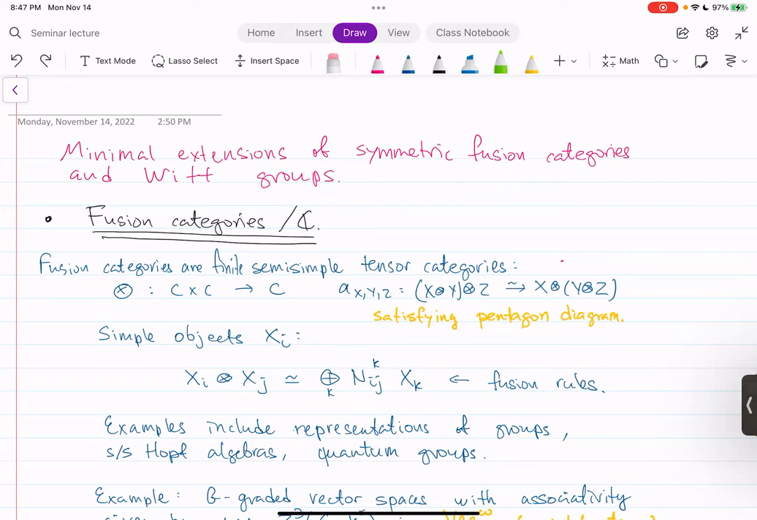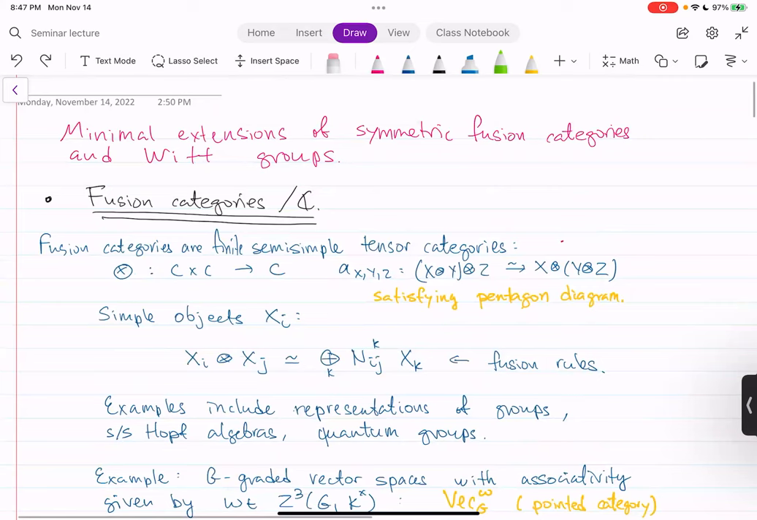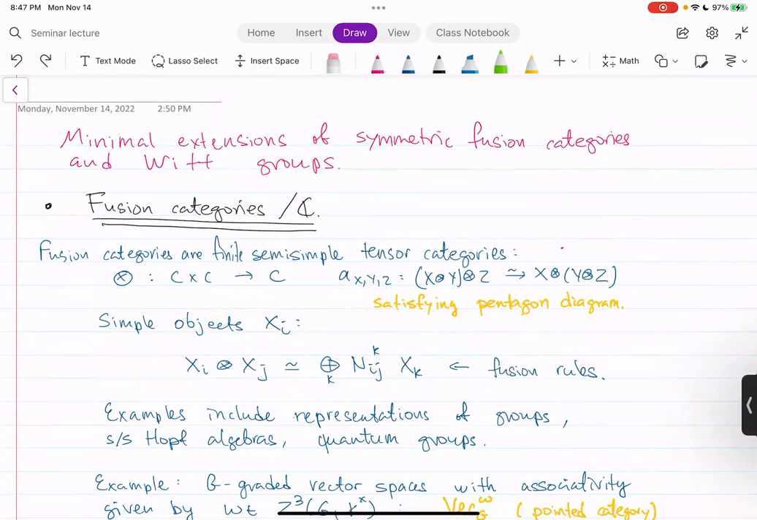I will start by introducing some basic notions to make sure everybody is on the same page. So we'll work today with fusion categories over complex numbers. Let me recall some basic definitions. A fusion category is a semisimple tensor category, meaning that there is a tensor product functor on this category, which is associative in the following sense.